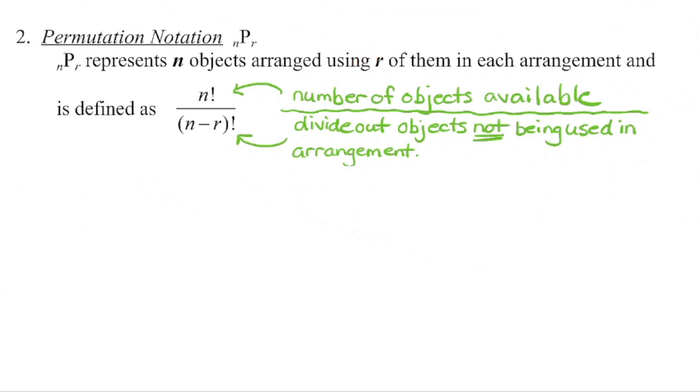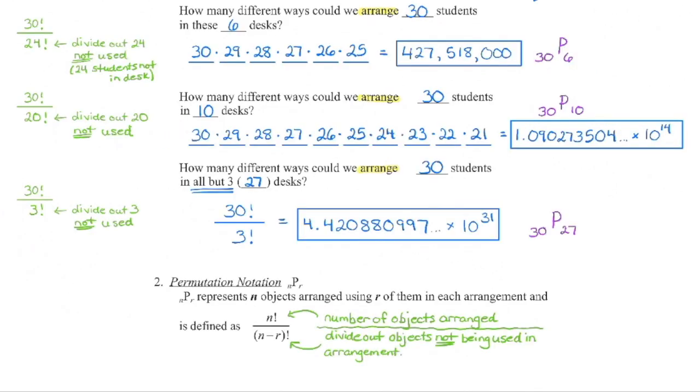So how many desks do we have? How many students are we able to put into how many positions? NPR is where we arrange all objects, but because we're not using all objects, we're then going to divide out the number of objects that we are not using. So if we go back up here again, we can represent this 30 students, putting them into 6 desks by 30P6. 30 students, we are putting them into 6 different desks. We're using 6 of those objects.